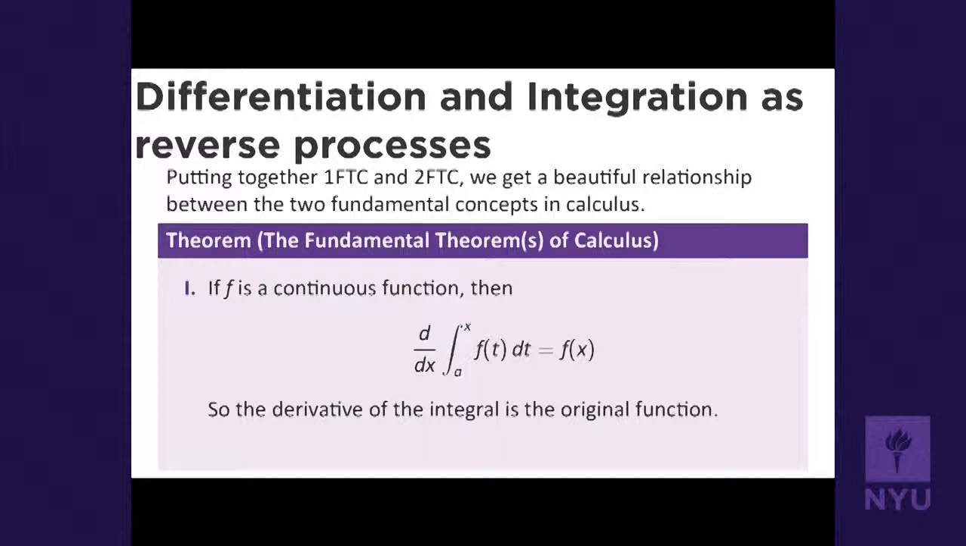Okay, so let's put these together. We have the first fundamental theorem and the second fundamental theorem of calculus. The first fundamental theorem says if you take a continuous function and then you integrate it and then find the derivative of that function, you get back the original function. Take the function, find its area function. The derivative of the area function is the original function.